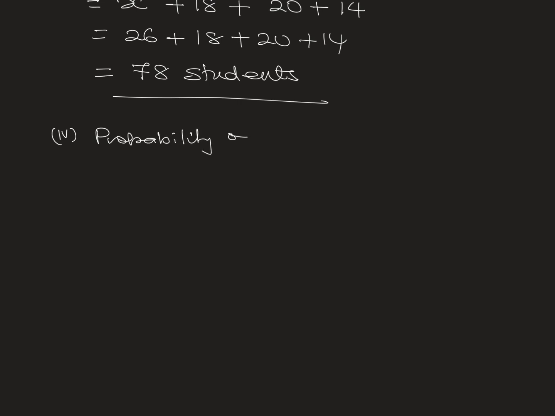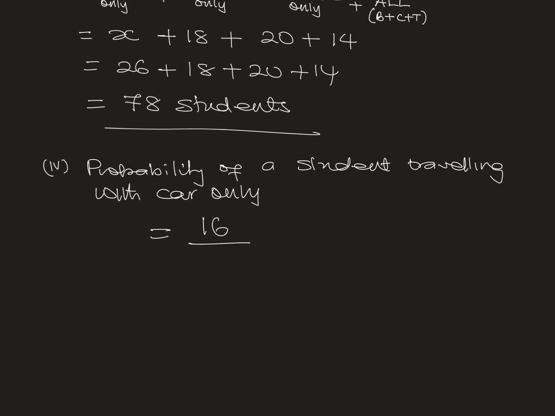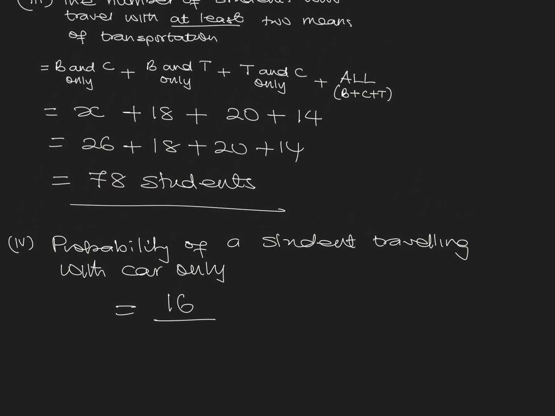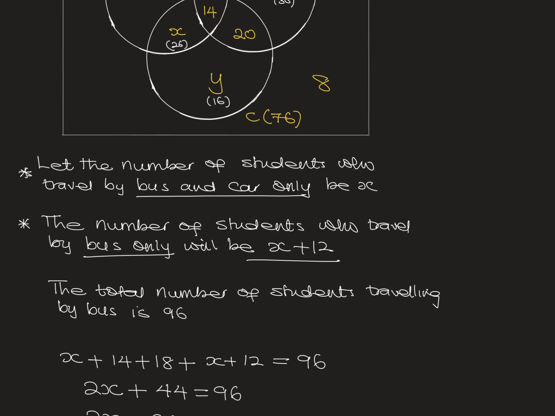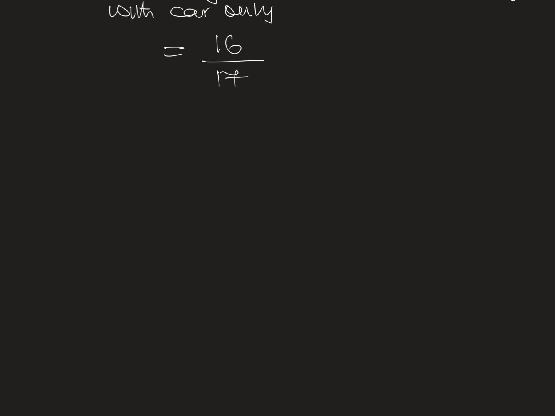Probability of a student traveling with car only will be, we have 16 out of the total. What is the total? Is 170. So if you simplify that, you will have 8 over 85 as your answer.